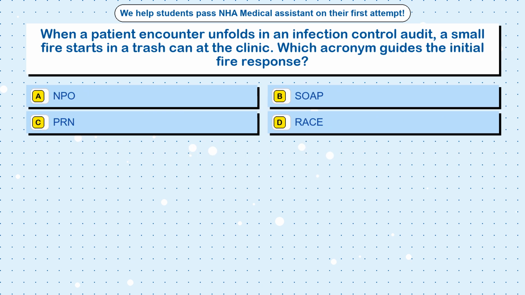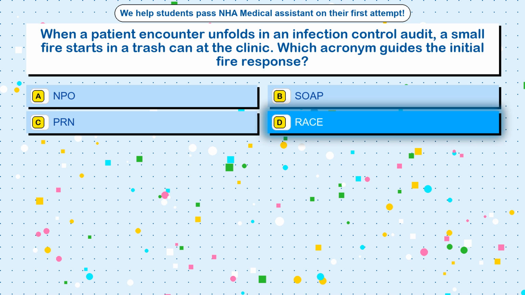Question 70. When a patient encounter unfolds in an infection control audit, a small fire starts in a trash can at the clinic. Which acronym guides the initial fire response? Option A, NPO. Option B, SOAP. Option C, PRN. Option D, RACE. The correct answer is option D, RACE.